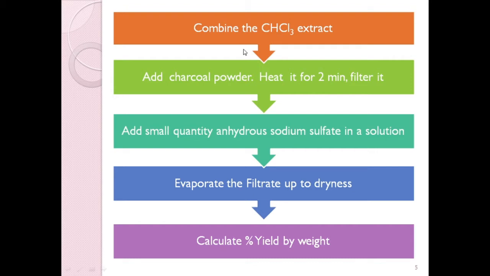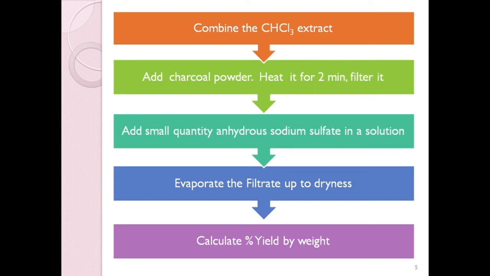Then we add charcoal powder. Charcoal is used to absorb the color or coloring impurities. Heat for 2 minutes for activation. Then we add a small quantity of anhydrous sodium sulfate to the solution to absorb the moisture. Here again you need to filter it. Then the filtrate is evaporated to dryness. It will give needle-shaped crystals. So this is the simple basic principle of the isolation of caffeine.